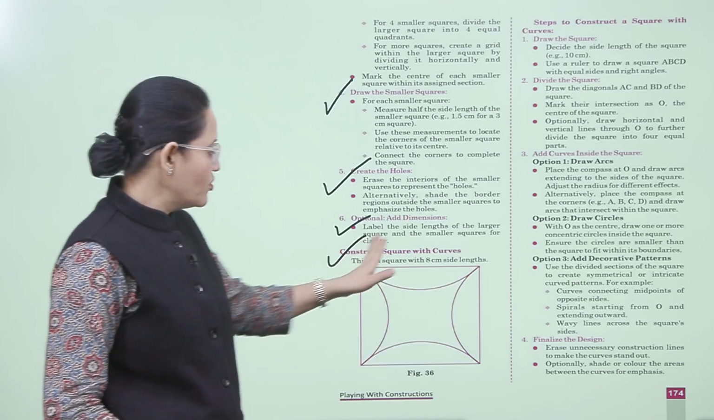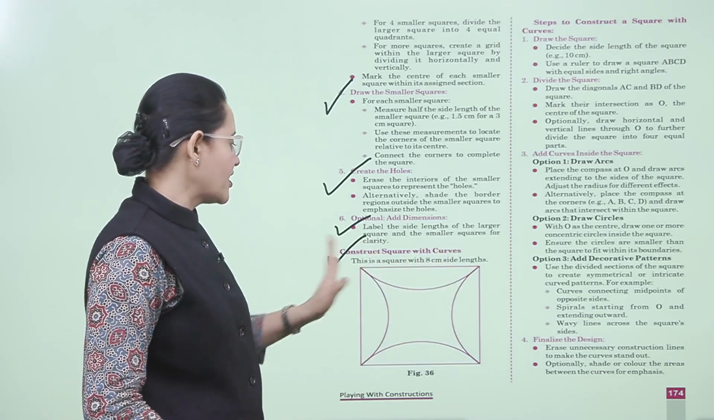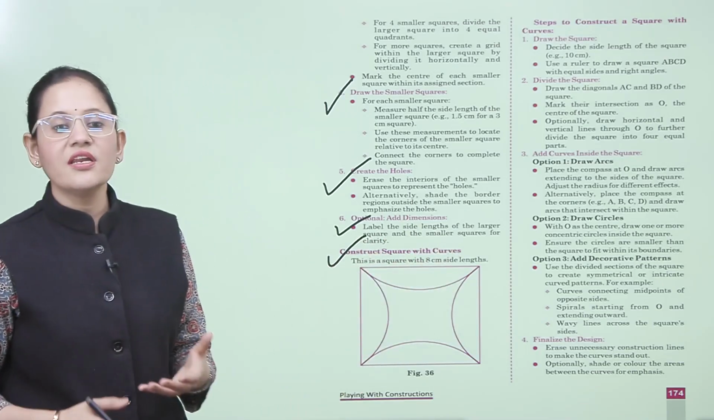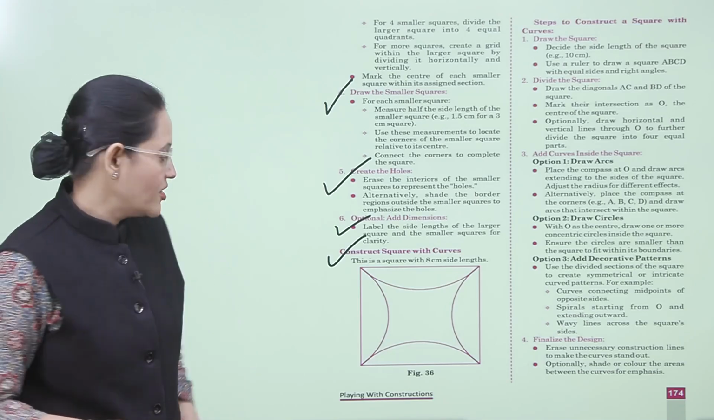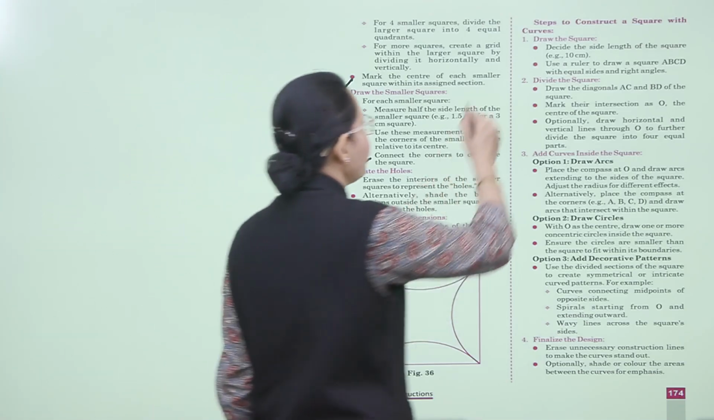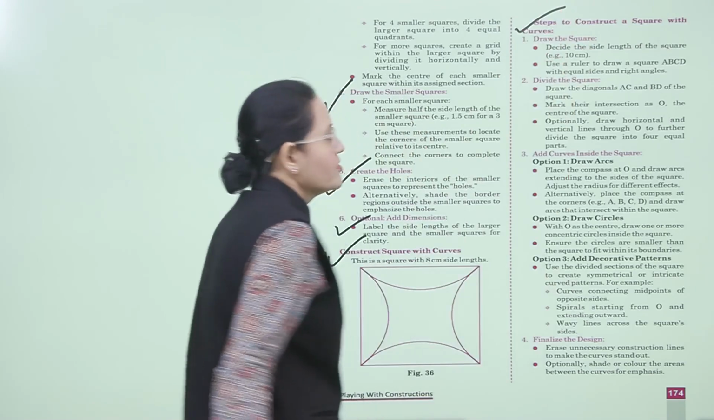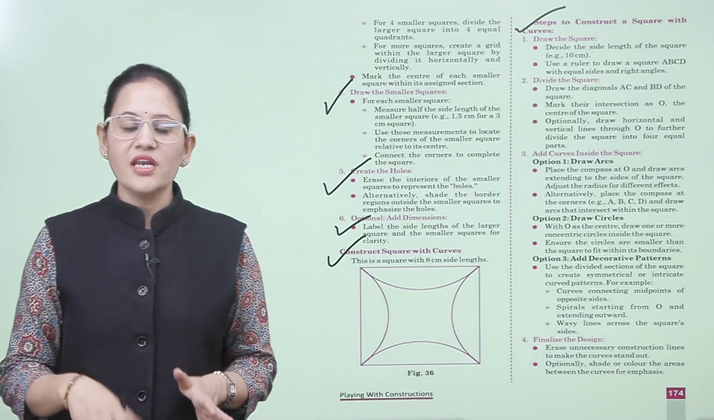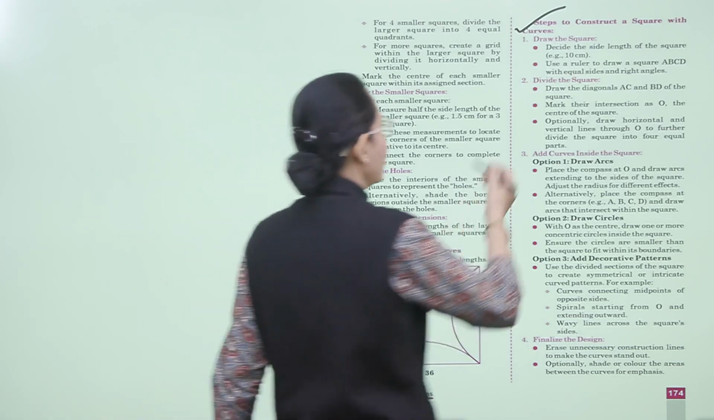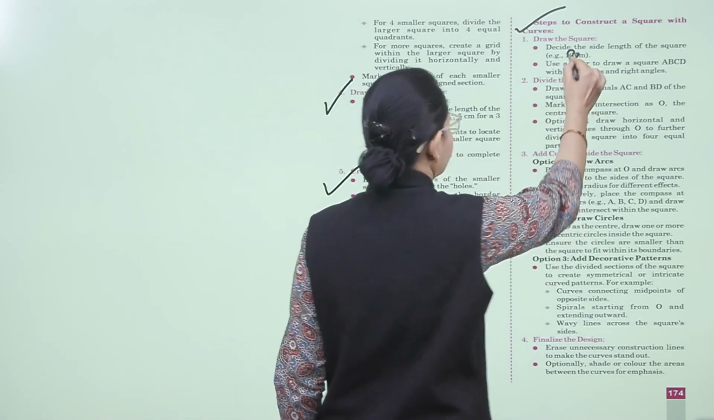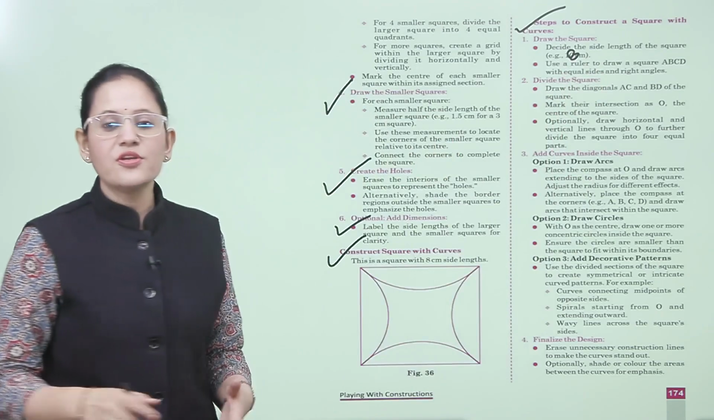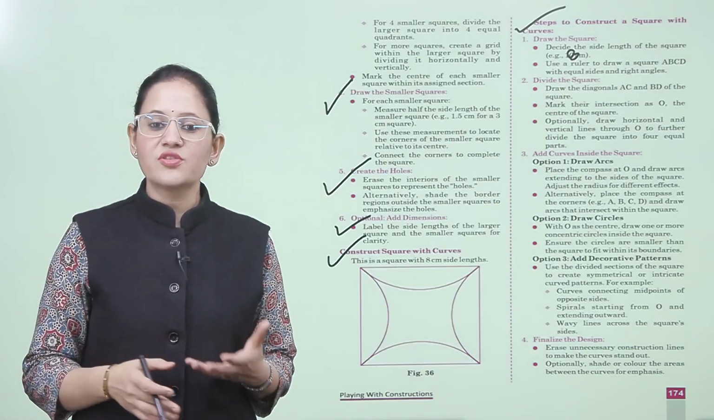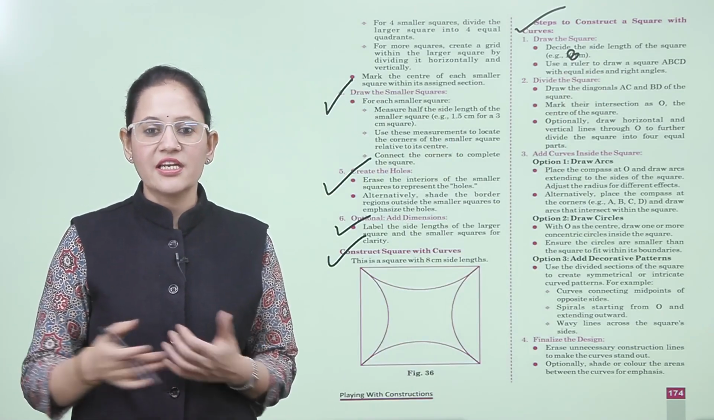So we have to construct a square with curves. This is a square with 8 centimeter length. So first we'll draw the square. Decide the side of the square, here 8 centimeter. Now we'll use the ruler to draw the square ABCD with equal sides and right angles.